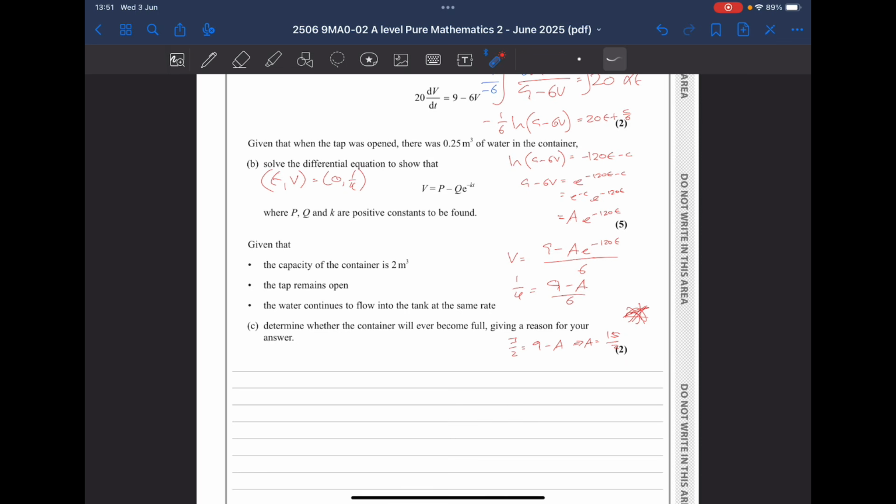So we have our equation. Let's rewrite this a little bit neater. So we've got it over 6. 9 over 6 is 3 over 2. And then the a over 6, so that's 15 over 2. Take a 3 off, make it 5 over 2. But then you've got a 2 there still, so 5 over 4 of e to the minus 120t.